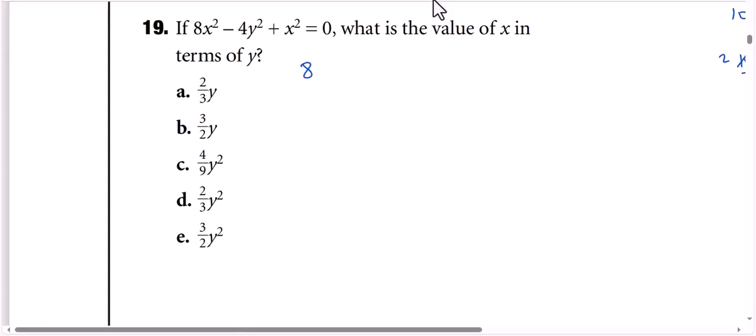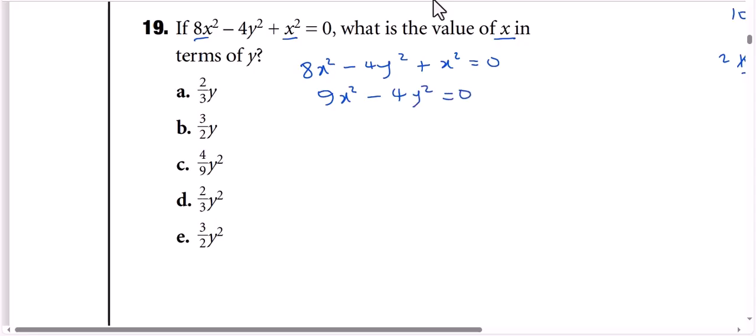Okay, so here we have 8x squared minus 4y squared plus x squared is equal to 0. Okay, so what is the value of x in terms of y? We're meant to solve for x, that's making x the subject of the formula, that's our focus. But now we know that this and this are like terms, so we can combine them. So it's just like having 8x squared plus 1x squared. So doing that, we can have 9x squared. I just combine the like terms, then minus 4y squared is equal to 0.